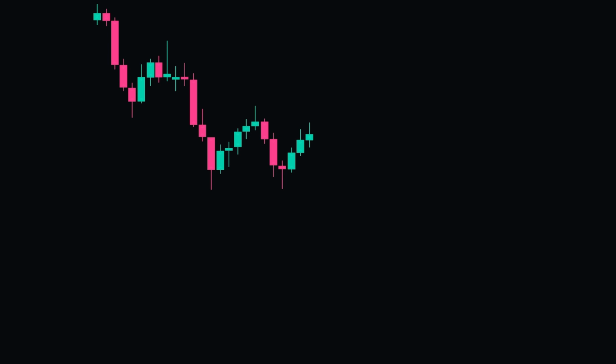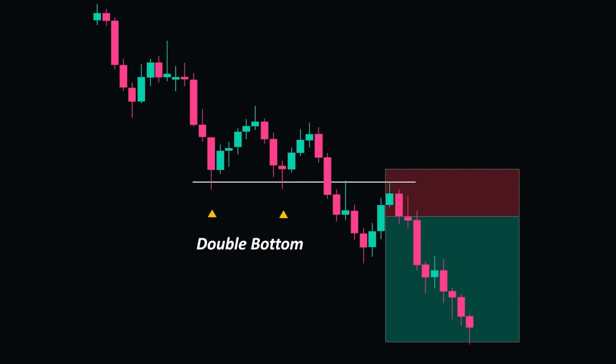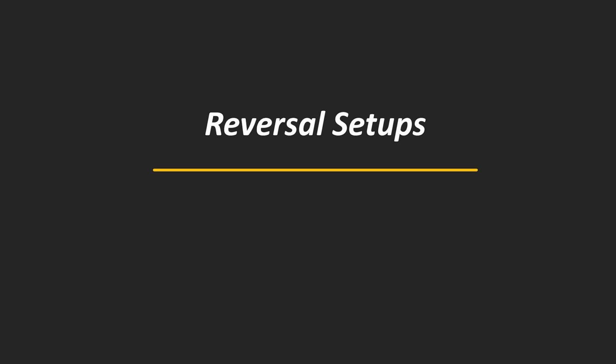Similarly, in a bearish trend, wait for the price to form a double bottom rejection pattern. If price breaks below this key level, wait for it to come back and retest the area. If the level holds and price shows rejection, like an engulfing candlestick, enter the trade and place your stop loss above the zone. Now let's talk about reversal strategies.